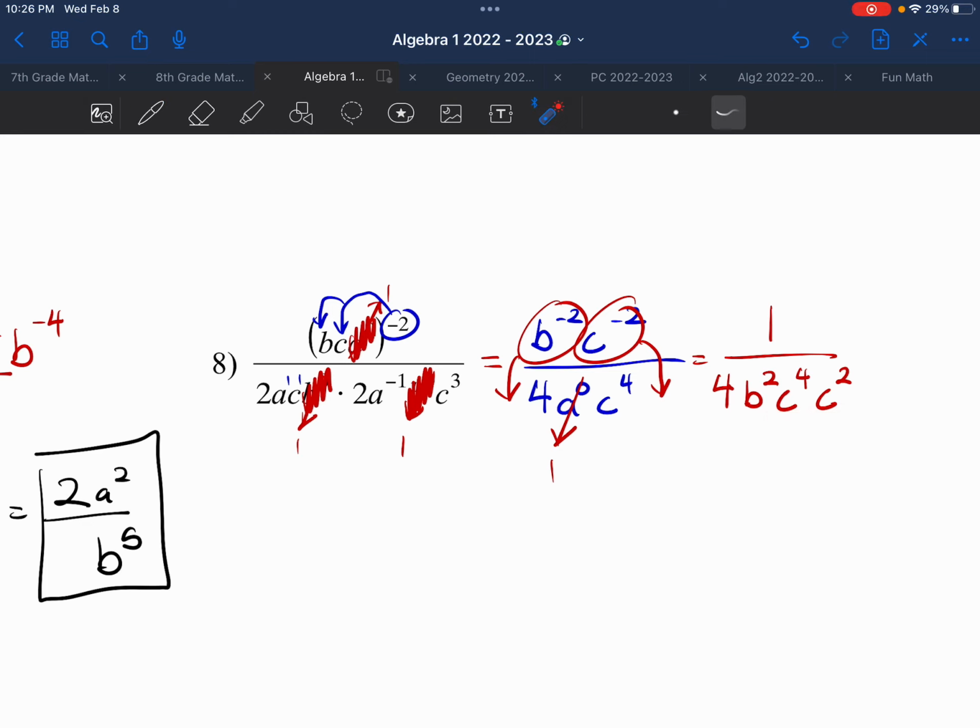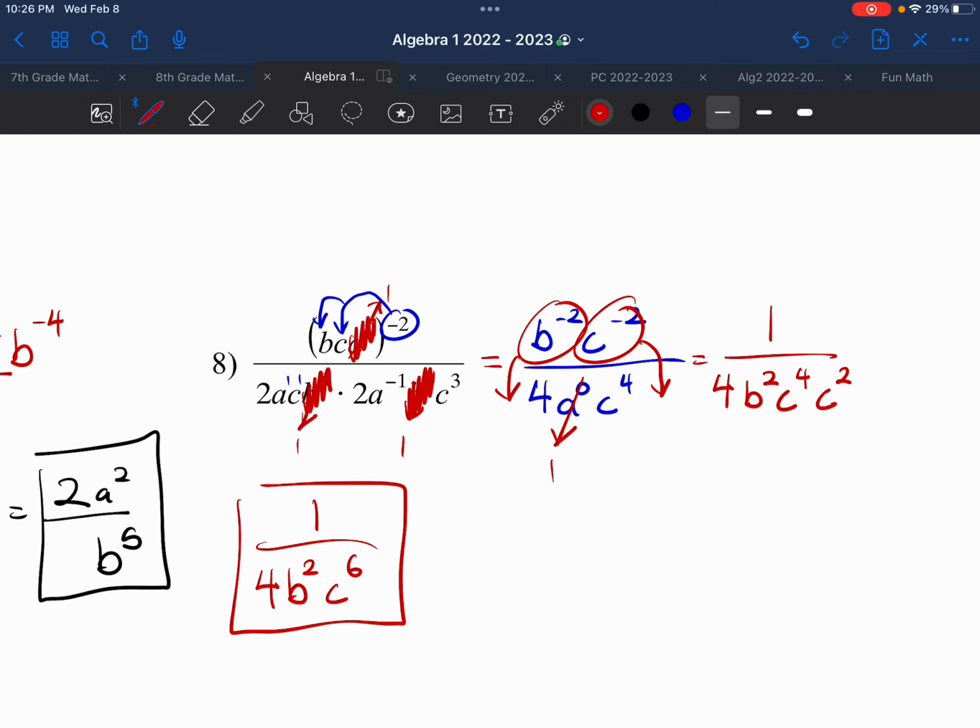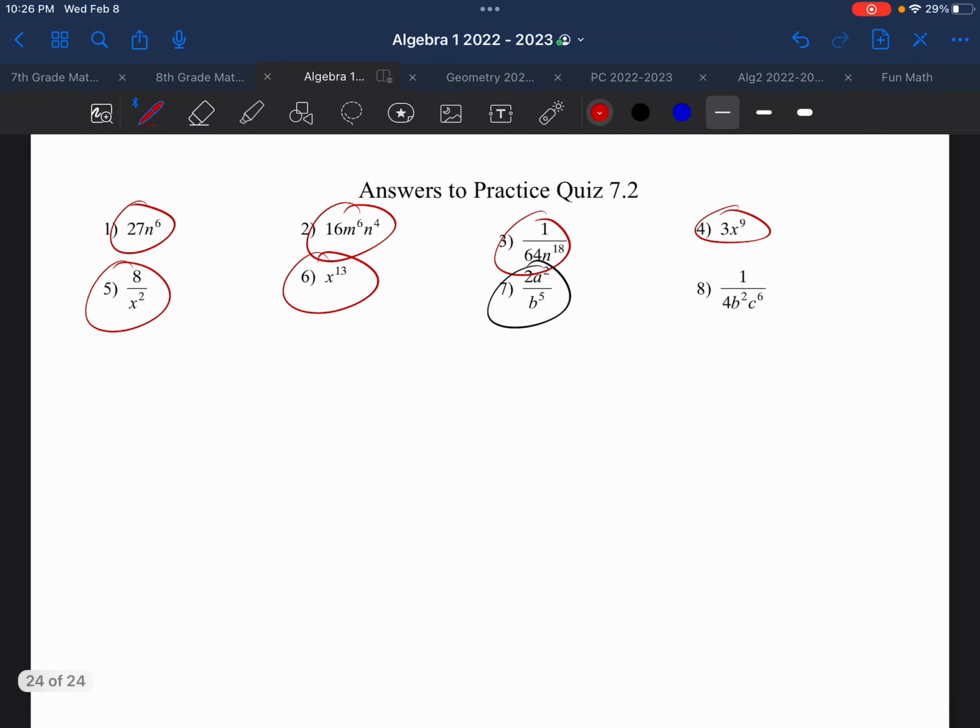The last thing that I need to do now, I have a c and a c. Those are the same variable. I can't have 2 c's, I can only have 1. So I need to add those two exponents because of the multiplication that's happening with their bases. And I get my final answer of 1 over 4b squared c to the power of 6, which I will then box. Let's see: 1 over 4b squared c to the 6.